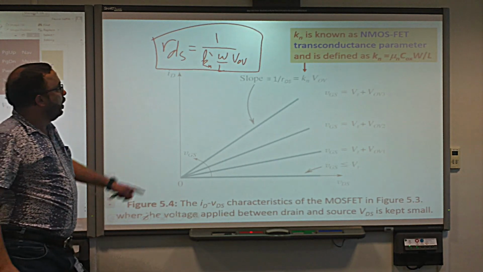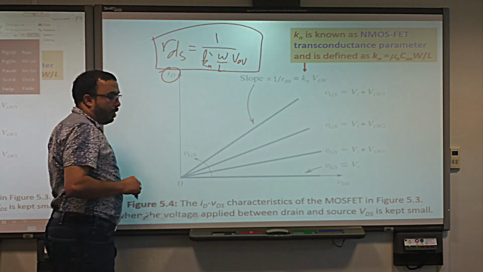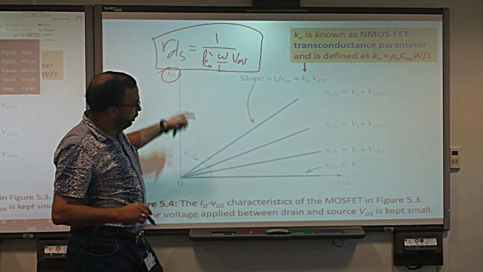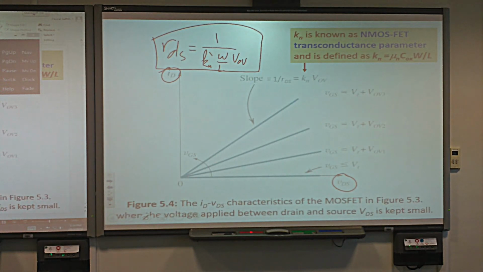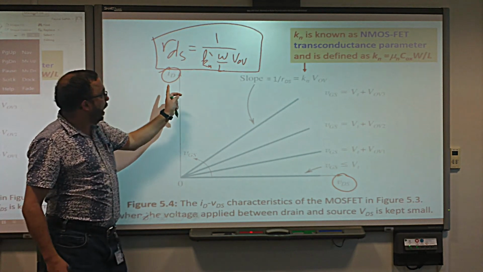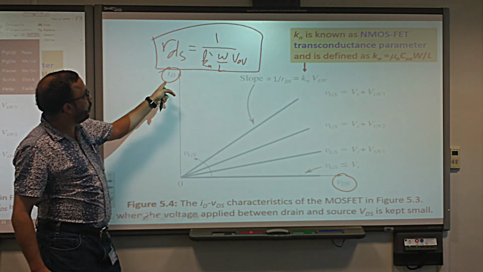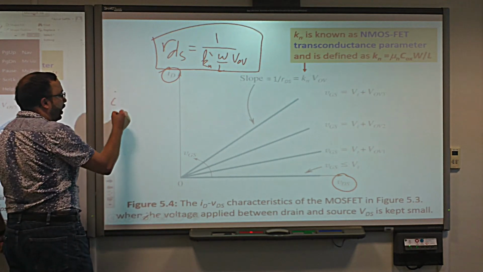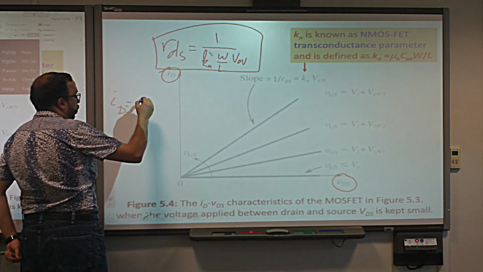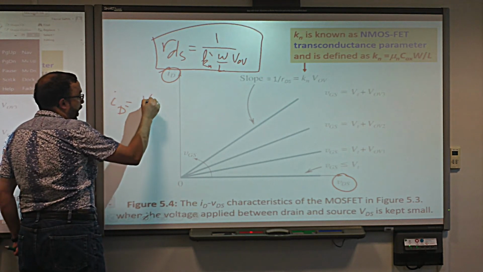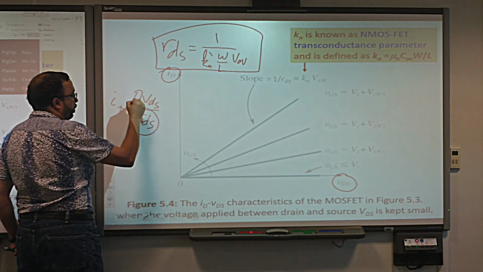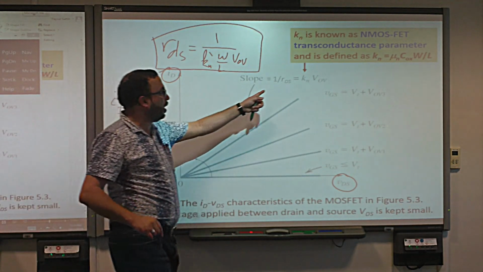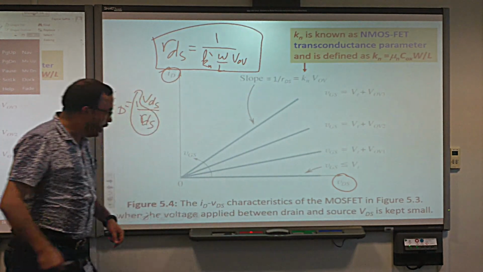So now, if I draw the slope of ID versus VDS, the IV characteristic of the MOSFET, I will basically draw the relationship between ID and VDS. You know that ID is equal, when VDS is small, not too big, to VDS divided by RDS. So it's a line with a slope of 1 over RDS.